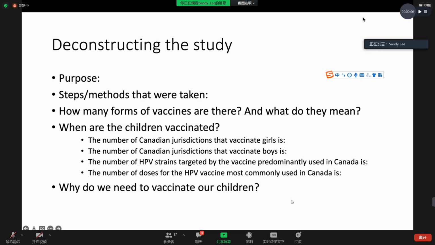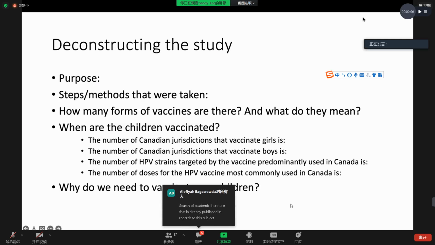Can anyone tell me the steps and the methods that were taken to do this, to provide a comprehensive overview? What kind of methods did they pursue? Search, yep. Search of academic literature that is already published in regards to the subject.